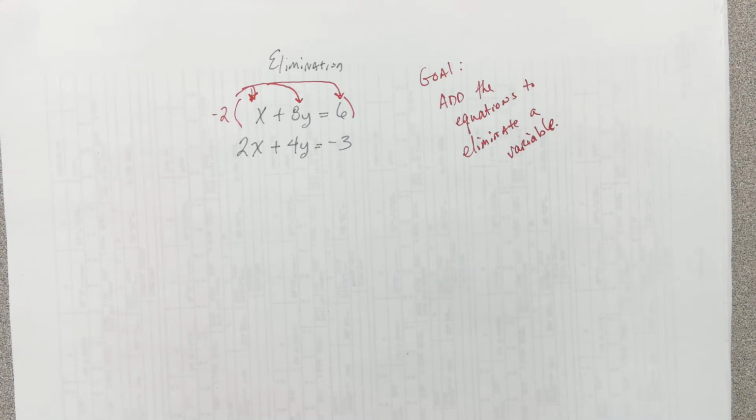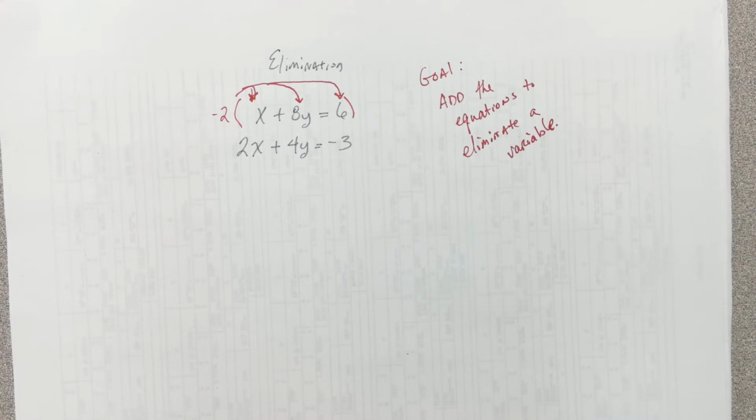Wait, is this another method? No, it's elimination. But we can't just jump in and do it right away because nothing would eliminate if we add them together the way they are right now. So how come now we're multiplying? So that then we can add them.